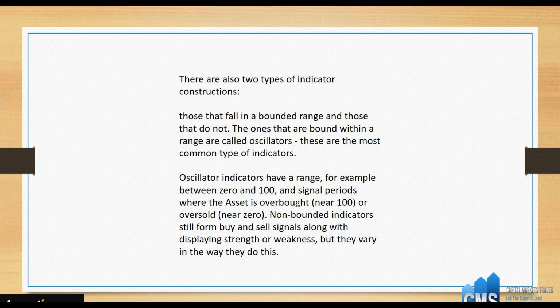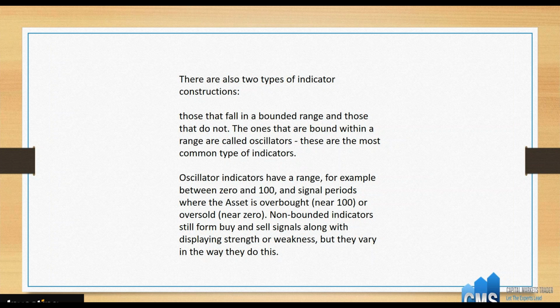There are also two types of indicator construction. There are those that fall in what's called a bounded range and those that do not. The ones that are bounded within a range are called oscillators. These are the most common type. Oscillator indicators have a range, for example, from 0 to 100. Some are from -1 to +1. But whenever they're calculated, they will always come in within that range.